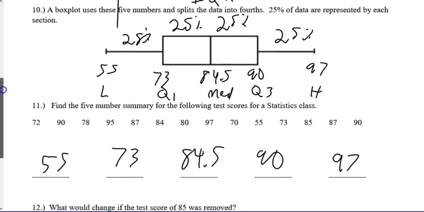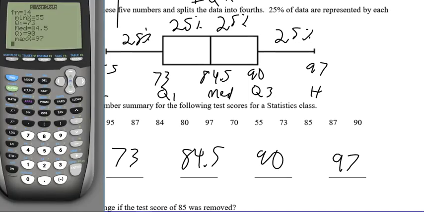Now, what would change if the test score 85 was removed? You can hypothesize that, or you can actually go into your calculator, go back into your data, find the 85, and delete. And then run your stats again. Calculate, enter, enter, enter, enter, and let's see what happens.